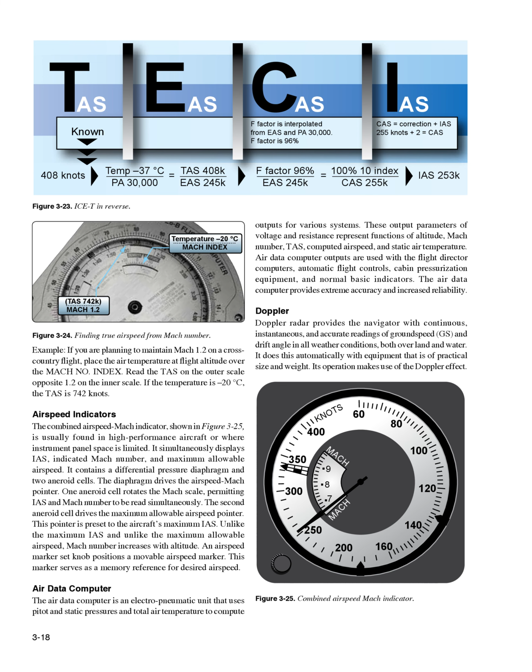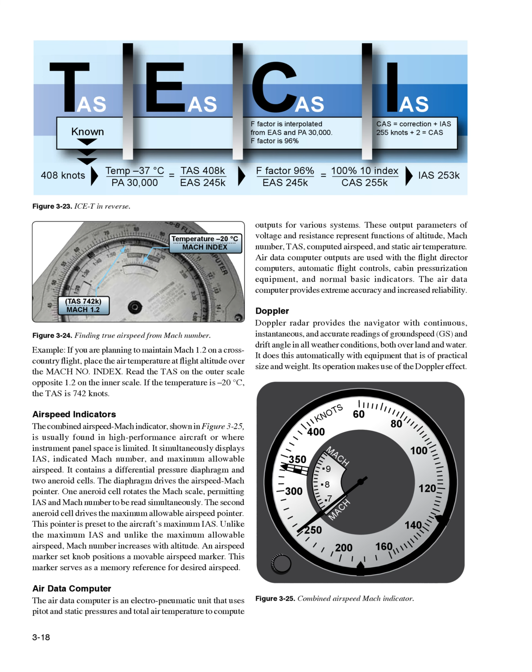One aneroid cell rotates the Mach scale, permitting EAS and Mach number to be read simultaneously. The second aneroid cell drives the maximum allowable airspeed pointer. This pointer is preset to the aircraft's maximum EAS. Unlike the maximum EAS, the maximum allowable airspeed, Mach number increases with altitude. An airspeed marker set knob positions a movable airspeed marker. This marker serves as a memory reference for desired airspeed.